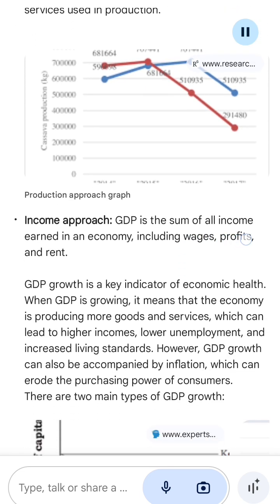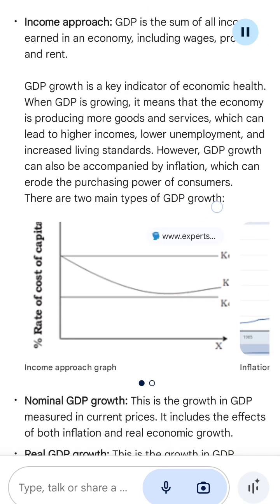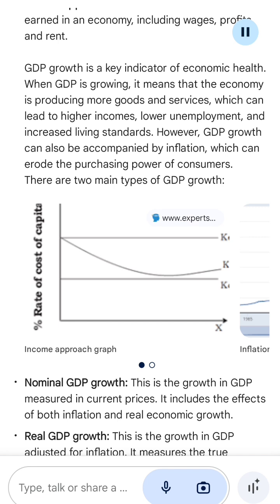GDP growth is a key indicator of economic health. When GDP is growing, it means that the economy is producing more goods and services, which can lead to higher incomes, lower unemployment, and increased living standards. However, GDP growth can also be accompanied by inflation, which can erode the purchasing power of consumers.